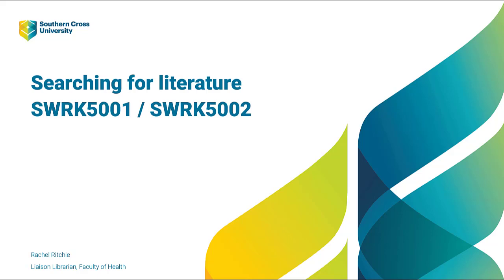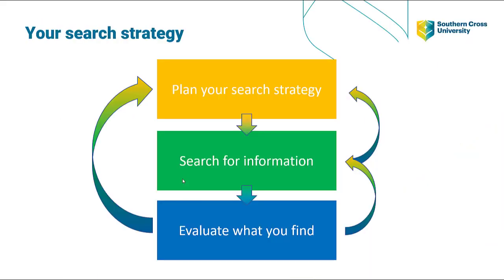In this short video, I'm going to introduce you to how to search for academic literature for your assignments. When you start searching for literature, there are 3 steps to your search strategy. You need to plan what you're going to search for, you need to actually conduct the search, and then of course you need to evaluate what you find. I'll talk about each of these steps a little bit more on the following slides.